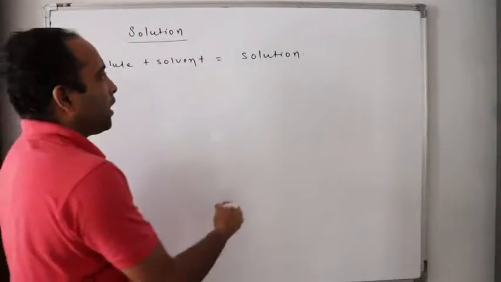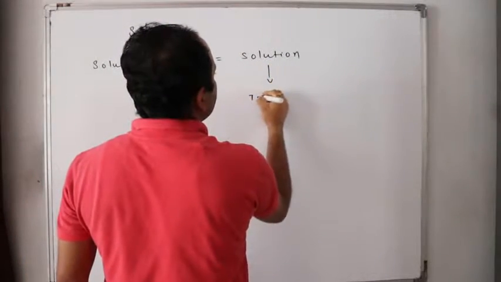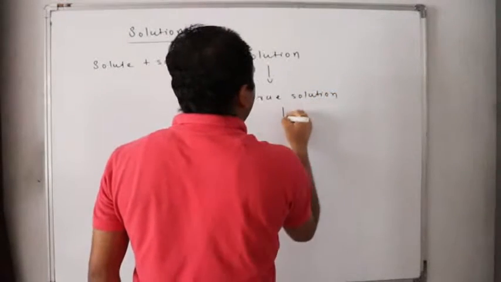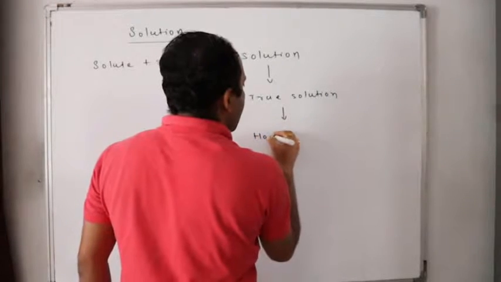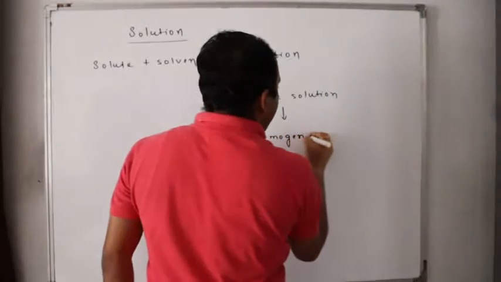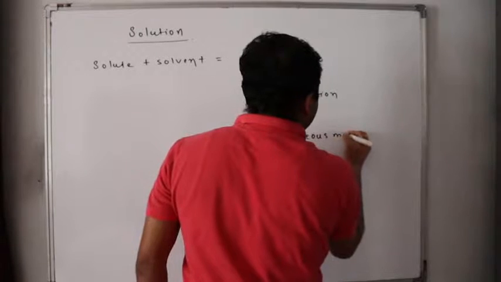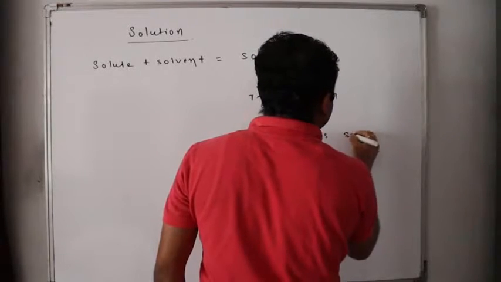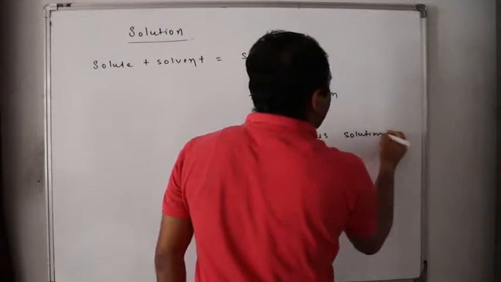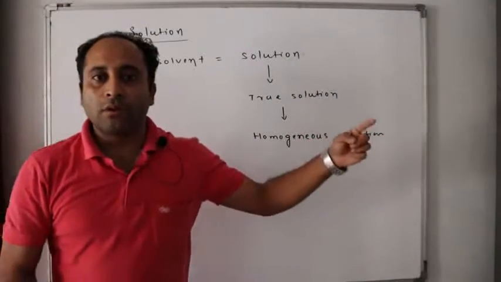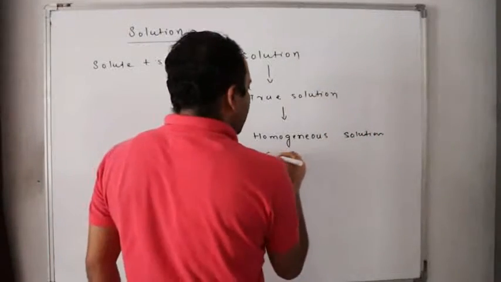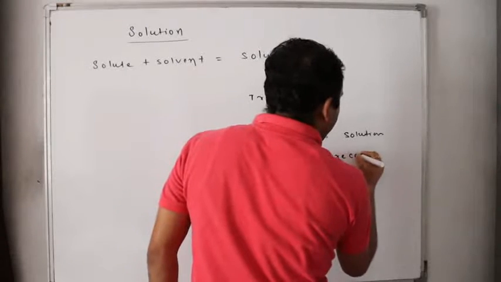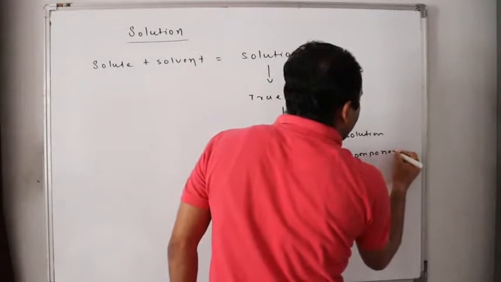What are these true solutions? These true solutions are homogeneous mixtures, or I can say homogeneous solutions. What is homogeneous? It is the same throughout. And solutions may contain two or more components.